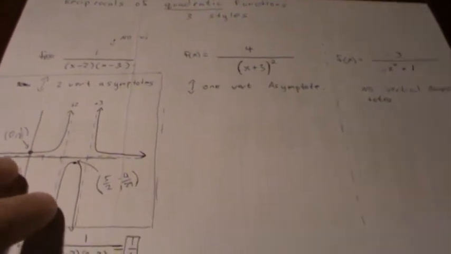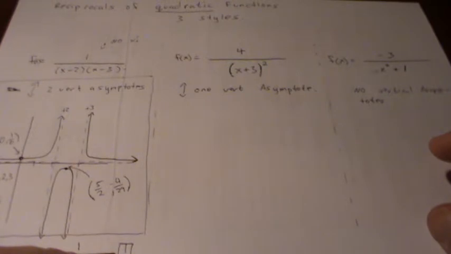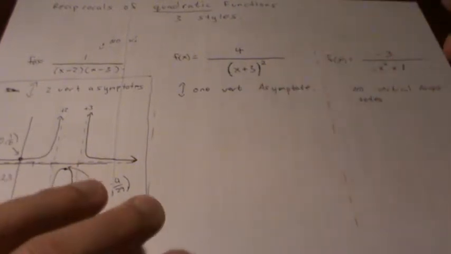And so that's that style. Now we're going to go with the type that has one vertical asymptote. The type that has one vertical asymptote is actually a lot easier to deal with.